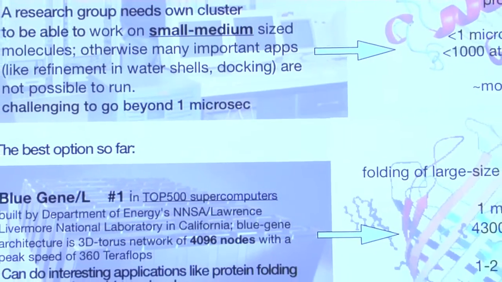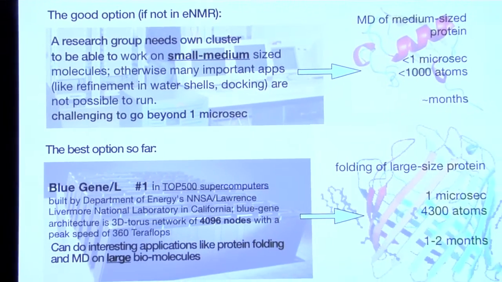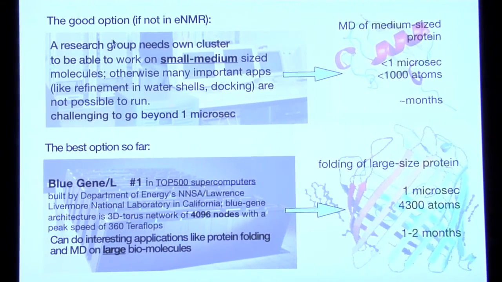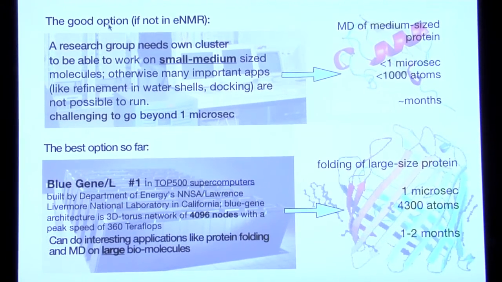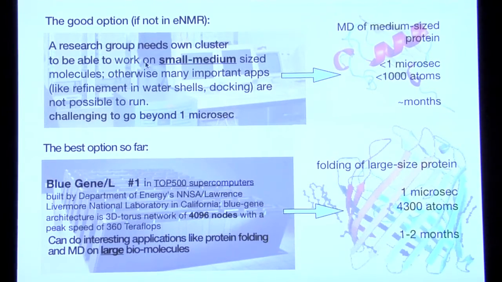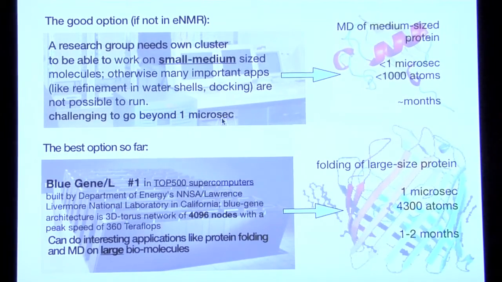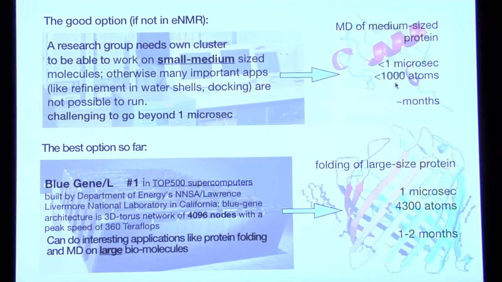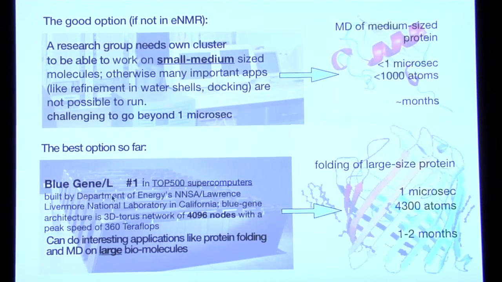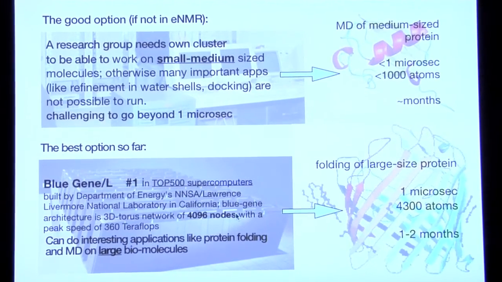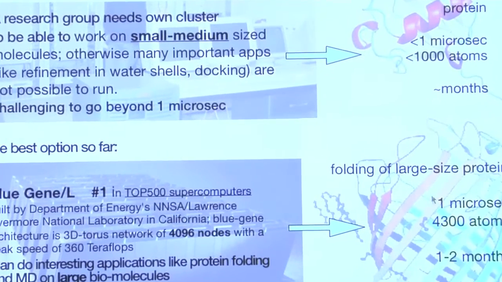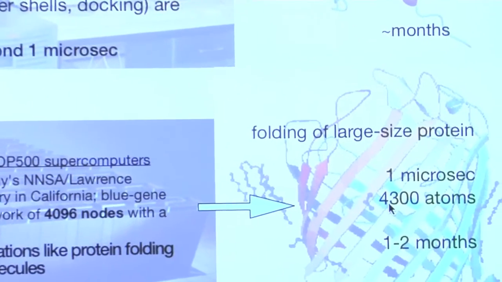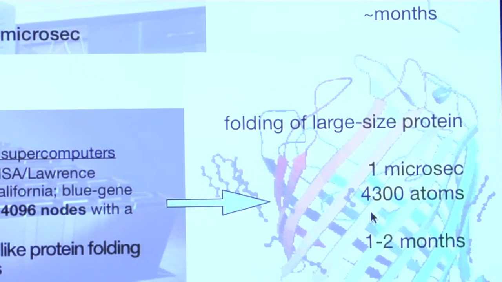If we look at a typical group doing biomolecular research, they typically have their own cluster, maybe. In this case they will be able to work on small and medium proteins, and they cannot go in folding or MD simulations beyond 1 microsecond. They are limited to below 1,000 atoms, and for example protein folding takes months. The best option in the world so far is the Blue Gene L, the number one supercomputer. In this case, they can deal with a large protein, which is about 4,000 atoms, and it still takes 1-2 months for protein folding.